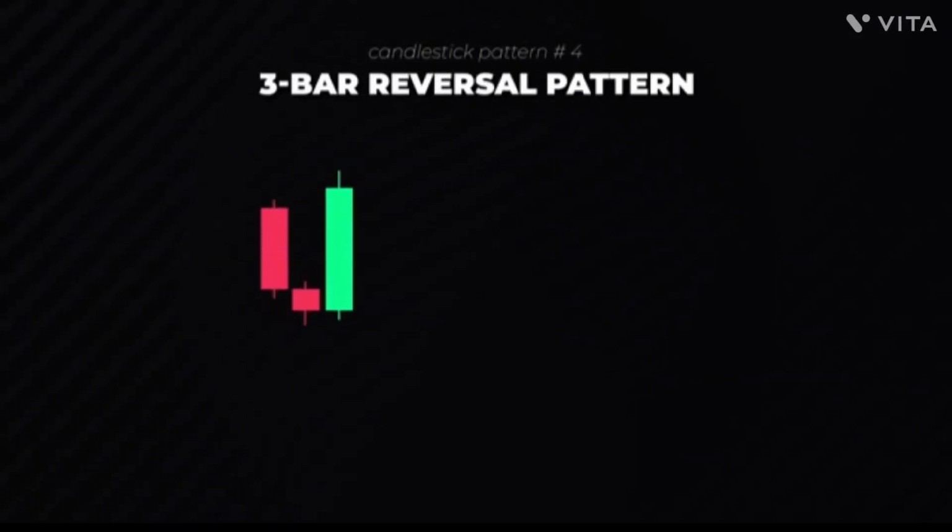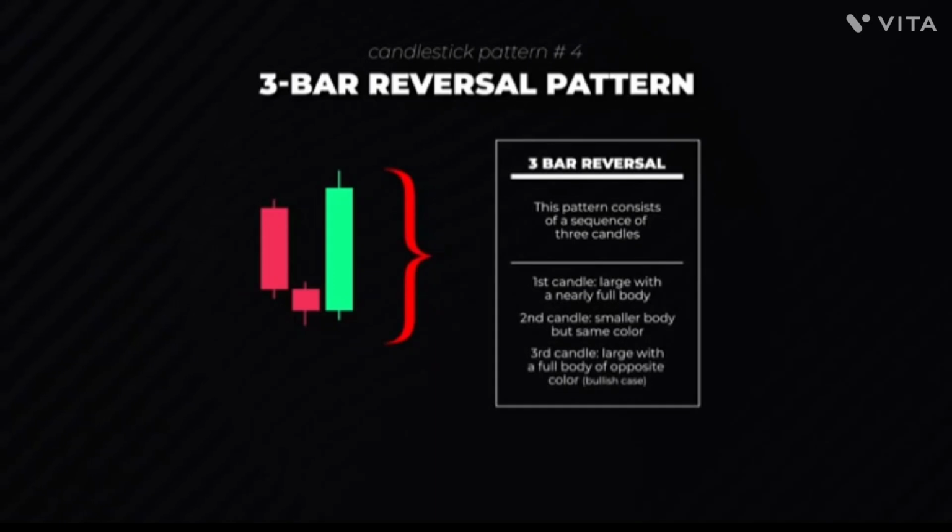Moving on to pattern number 4, which is the 3-bar reversal pattern. This pattern consists of a sequence of 3 candles. The first candle is large with a nearly full body. The second candle is smaller, has the same color as the first, and has a small body. The third candle is a large, full-bodied candle of the opposite color to the first 2.